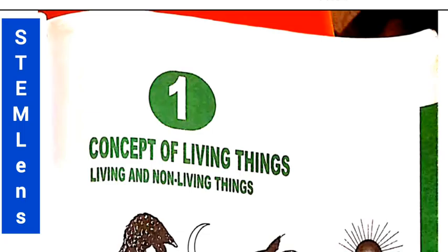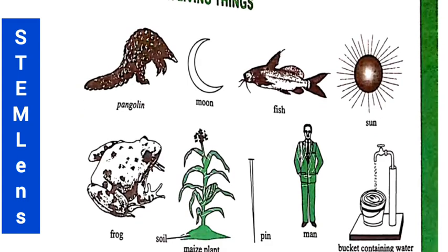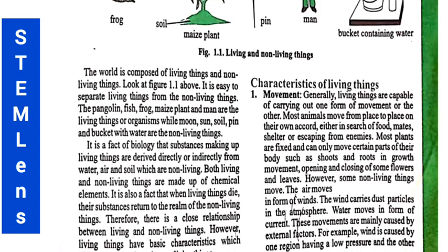Living and non-living things. Alright, so we have some diagrams here illustrating living things and non-living things. Let's see what we have in the textbook. Okay, it says the world is composed of living things and non-living things. Look at figure 1.1 above. It is easy to separate living things from the non-living things. The pangolin, fish, frog, maize plant and man are the living things or organisms, while moon, sun, soil, pin and bucket with water are the non-living things.